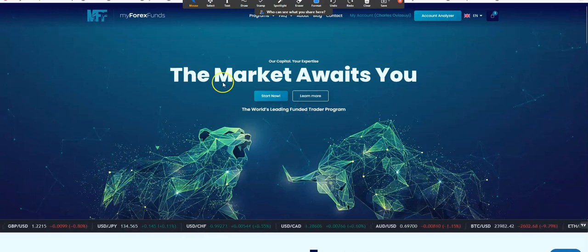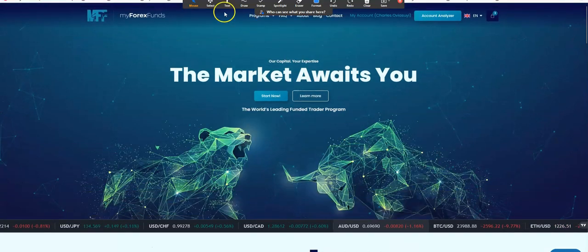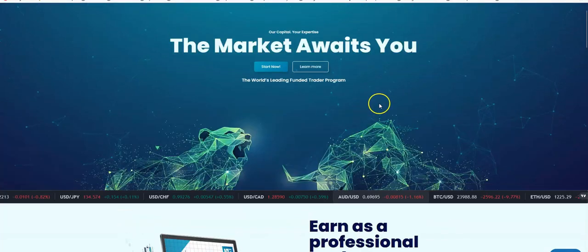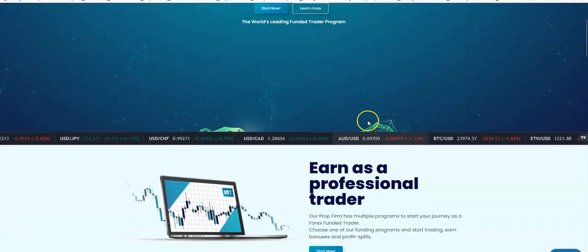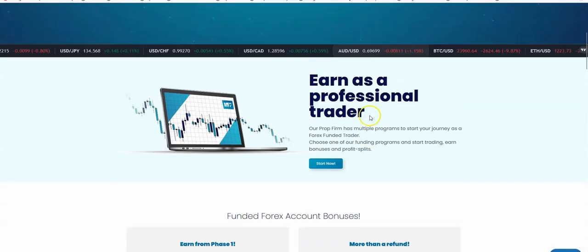Now guys, this is my Forex fund, and the question is, how can you use this Forex fund to your advantage? It is a funded account. I've been using it for a while, but right now I'm trading my own personal account. Okay, now it is a funded account, and they have even made it cheaper for everyone.